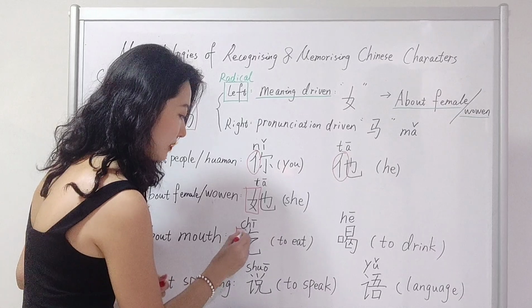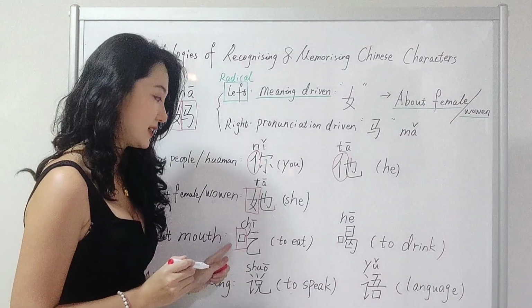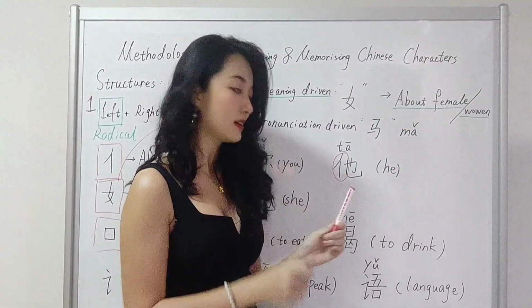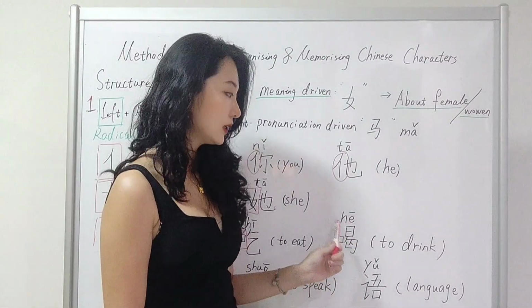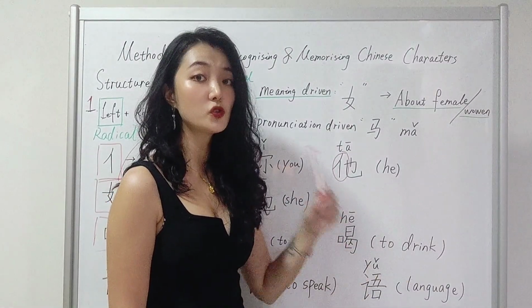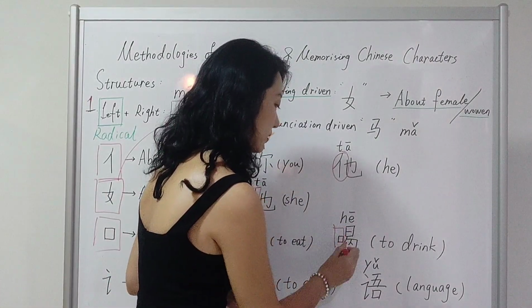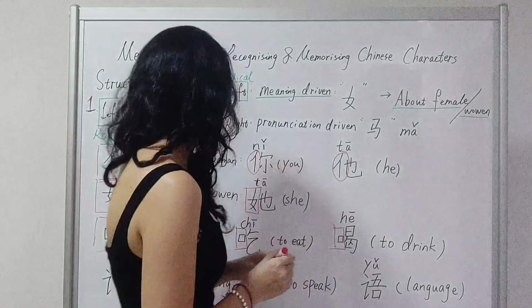And if you look at these characters, radical, it means mouth related, right? This one, pronunciation is hē, hē. Hē means to drink. When you drink, you also need to open your mouth. So this character's radical is also this one, mouth related.